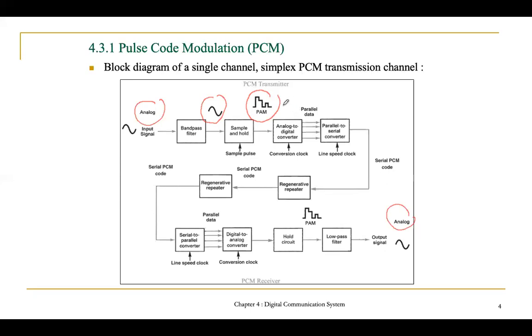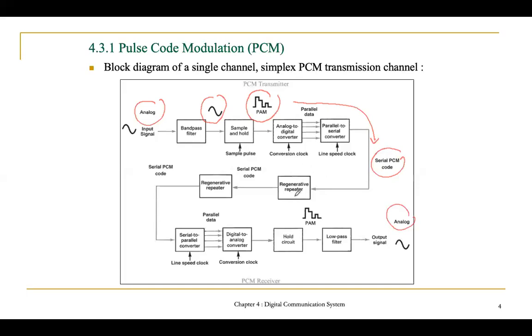So the PAM signal will then go to the analog to digital converter, or ADC. What the ADC does is convert the pulse amplitude modulation to a parallel pulse code modulation, which is converted to serial binary data in the parallel to serial converter. Basically, it converts PAM, pulse amplitude modulation, into pulse code modulation, PCM. Okay.